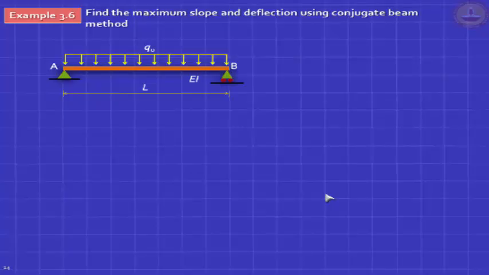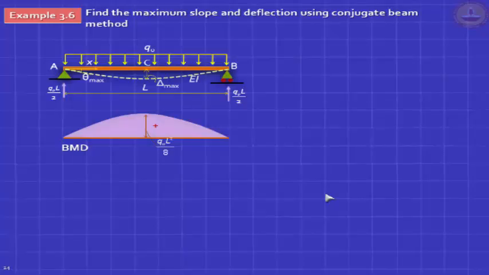Maybe for a beginner, you may have to first find the support reaction, shear forces, and then bending moment. But I would expect you to quickly get the bending moment diagram. It's parabolic, maximum value Q naught L squared by 8. Everybody knows this. It's positive. This you have to divide by EI and treat it as a distributed loading on your conjugate beam.